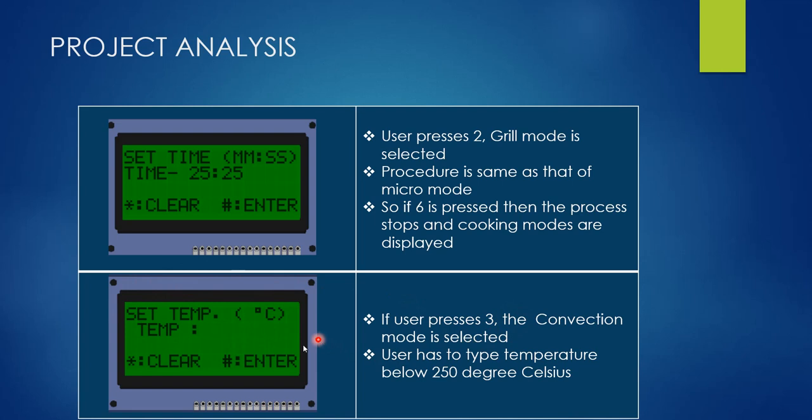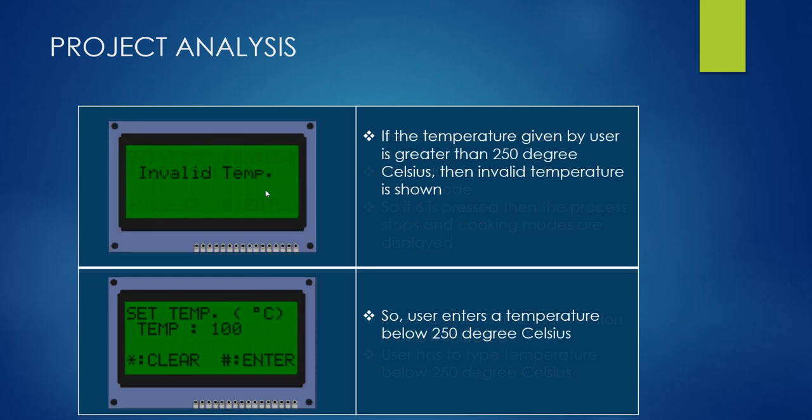Here the user has to input the temperature. The temperature should be given below 250 degrees Celsius, and if it's given above 250 degrees, then an invalid temperature screen will appear and the buzzer will be on. So the user enters a temperature below 250 degrees. Here I gave a value of 100 degrees Celsius.